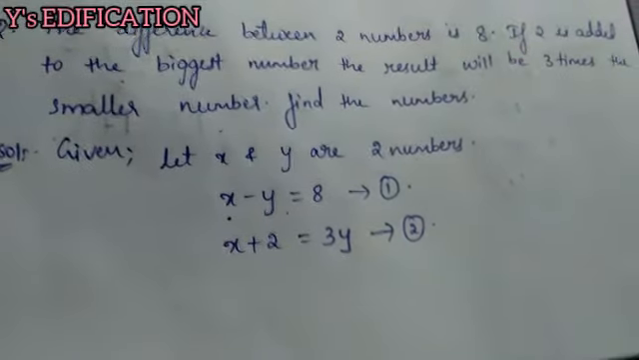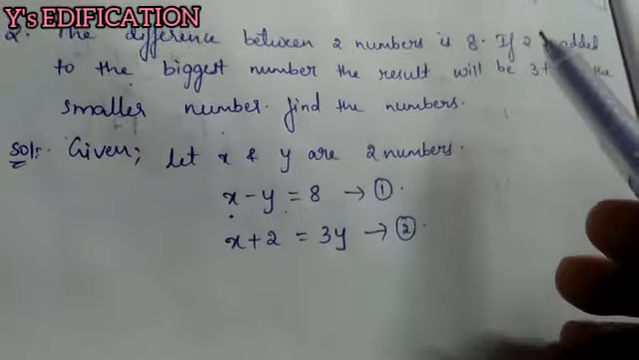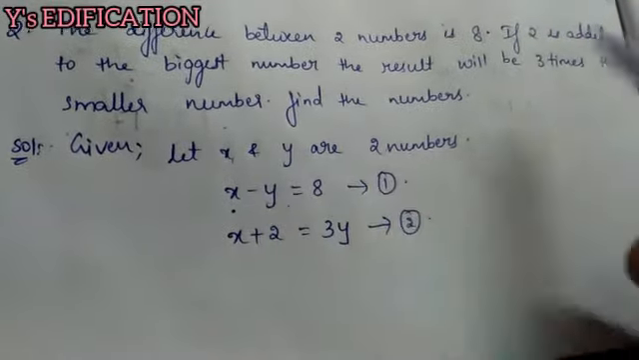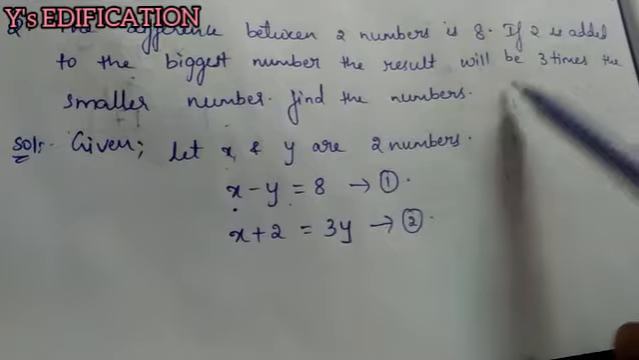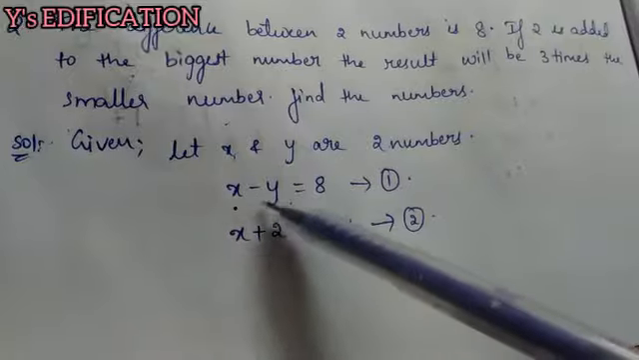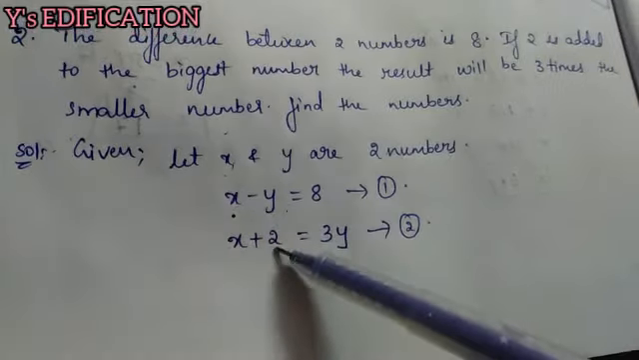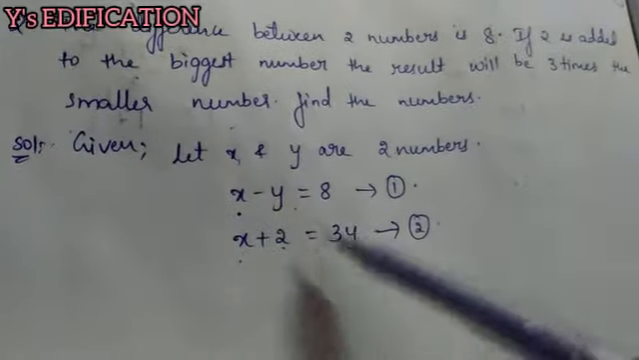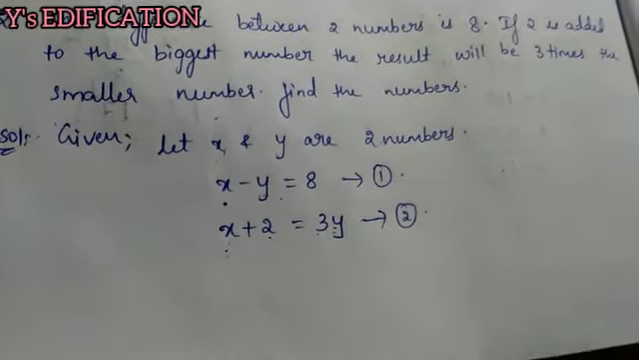Try to understand what we are writing in the given data. The difference between two numbers is 8. They don't give the two numbers, so we have to assume them. So let x and y be the two numbers. The difference is 8, so x minus y is 8. If 2 is added to the biggest number, the result will be 3 times the smaller number. In every subtraction, we write the biggest number first and the smallest number later. So if we take x as the biggest number and add 2 to it, x plus 2, what is the result? It will be 3 times the smallest number. What is the smallest number here? y. 3 times means 3y. So x plus 2 is equal to 3y.